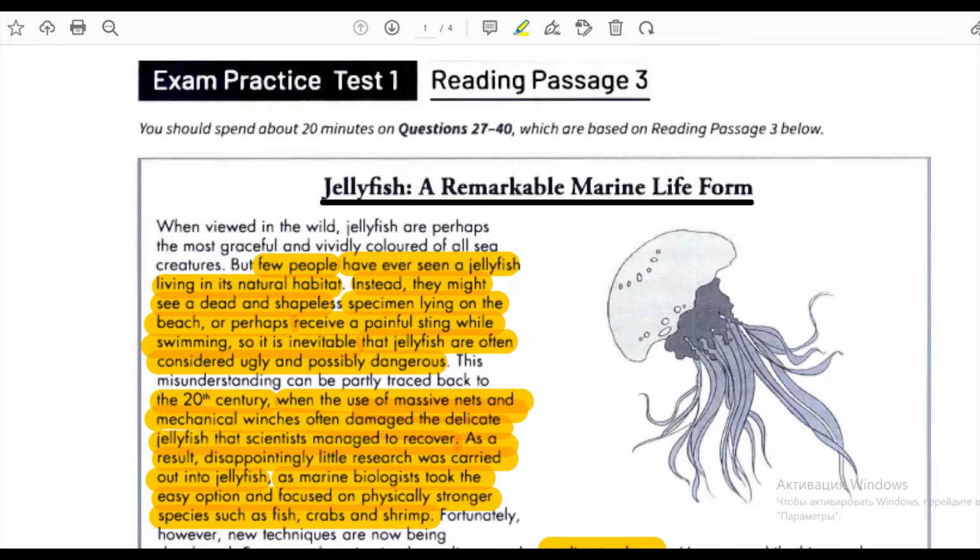Lesson number 6. Exam practice test 1. What is the reading passage?